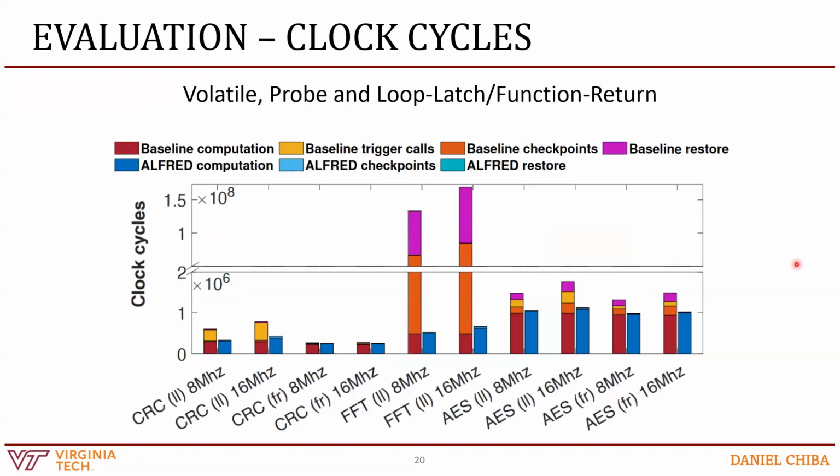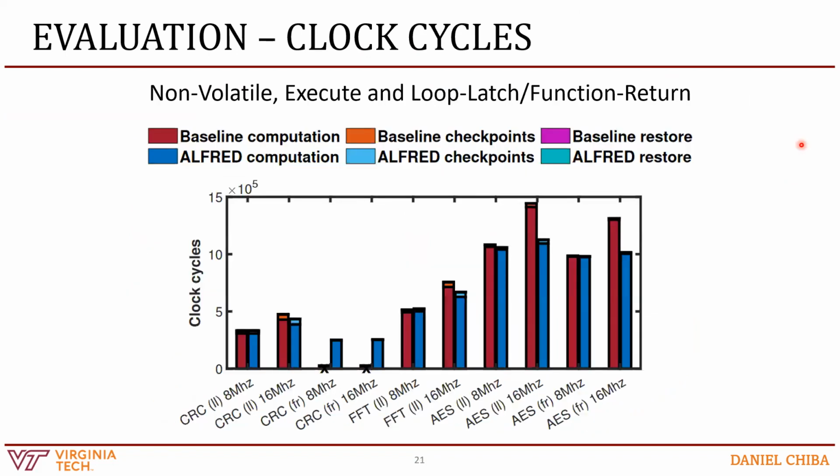So moving to clock cycles, which is obviously a good standard for performance. Once again, FFT sees the biggest gains, but across the board, Alfred uses much fewer clock cycles. This is a volatile probe in both loop latch and function return case. Similar for the non-volatile execute and loop latch function return combination.